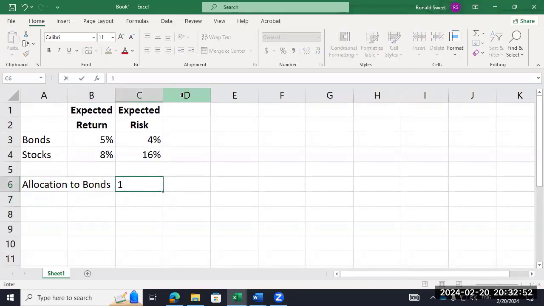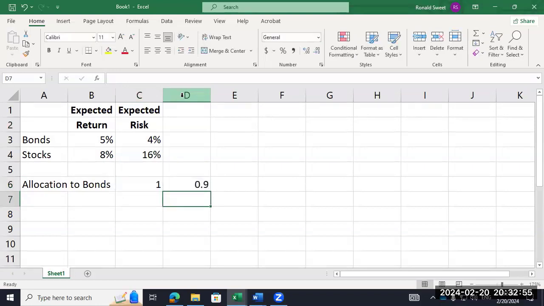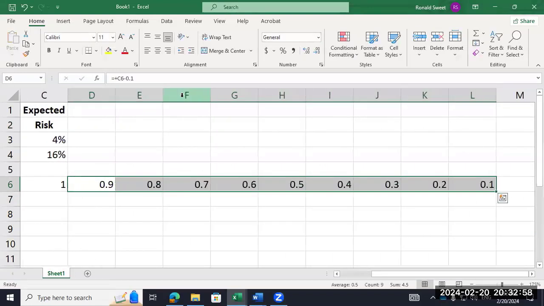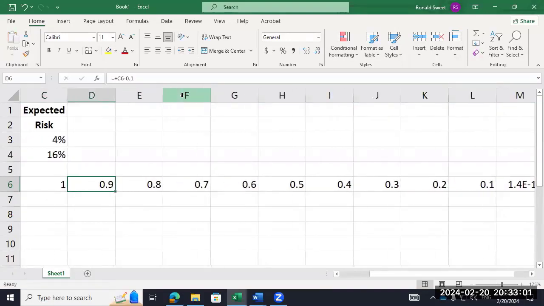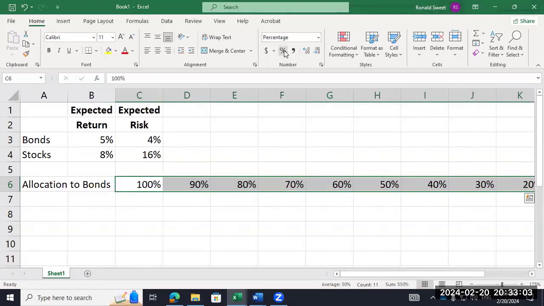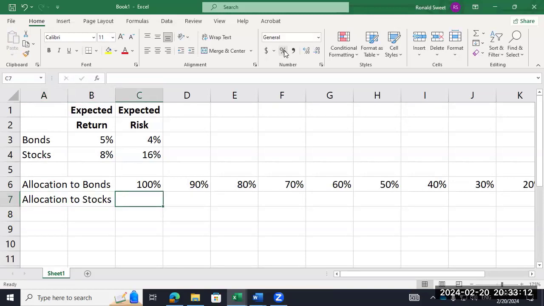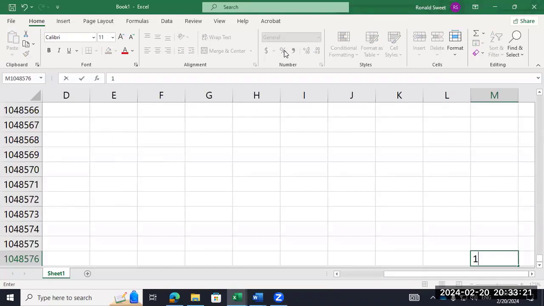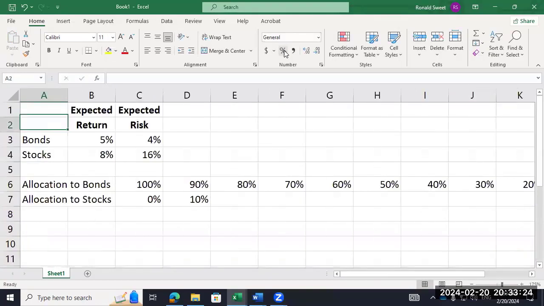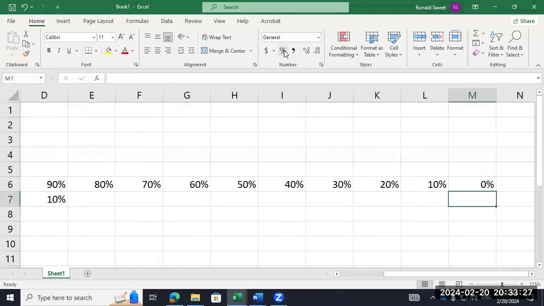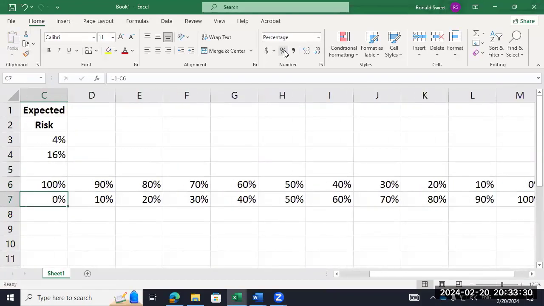Let's say the allocation of the bonds is 100%, falling down to 0%. Oh, good job, Bill Gates. So what would be my allocation to stocks in this first scenario? If I have 100% in bonds, what is my stocks? 0. What would it be here? 10%, right? Okay. So stocks go from 0 to 100%, bonds go from 100.